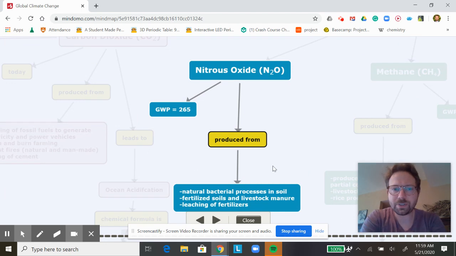The next greenhouse gas we should talk about is nitrous oxide, N2O. And nitrous oxide is produced by natural bacterial processes in the atmosphere and in the soil. It's also made in the process of fertilizing soil and livestock manure. And it's also made from leaching of fertilizers into water as well.